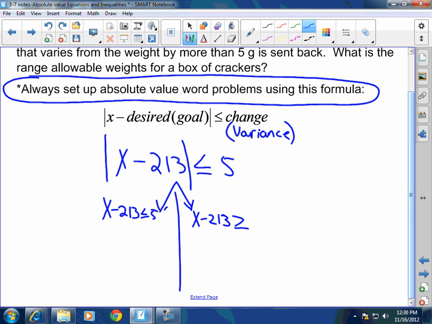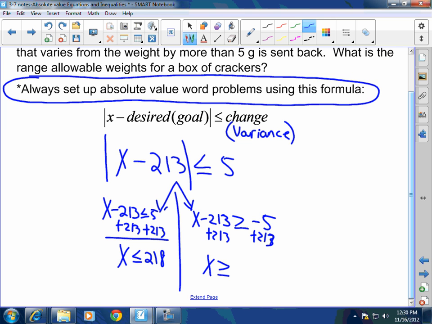Guys, please do not leave. Greater than or equal to negative 5. Add 213 to both sides. X is less than or equal to 218. Add 213 to both sides. X is greater than or equal to 208.